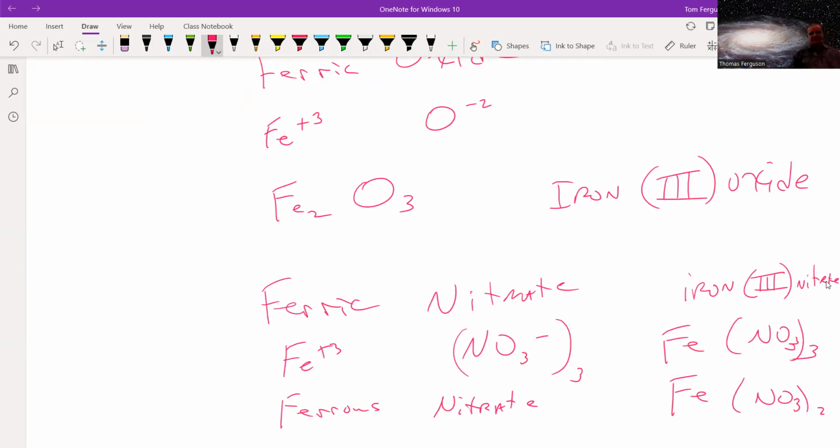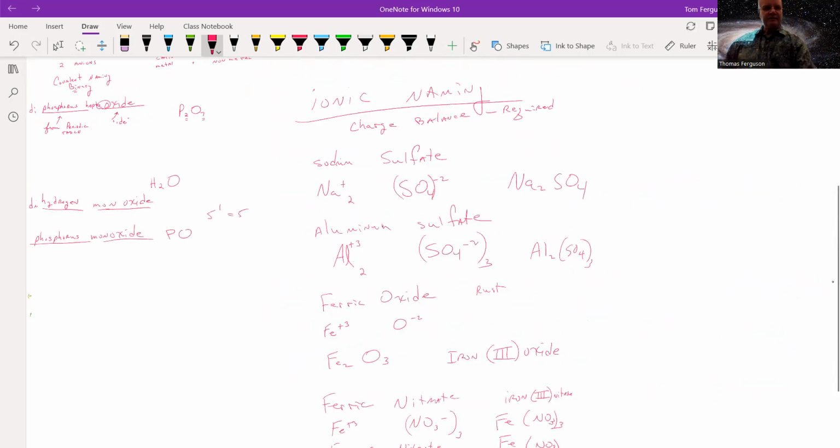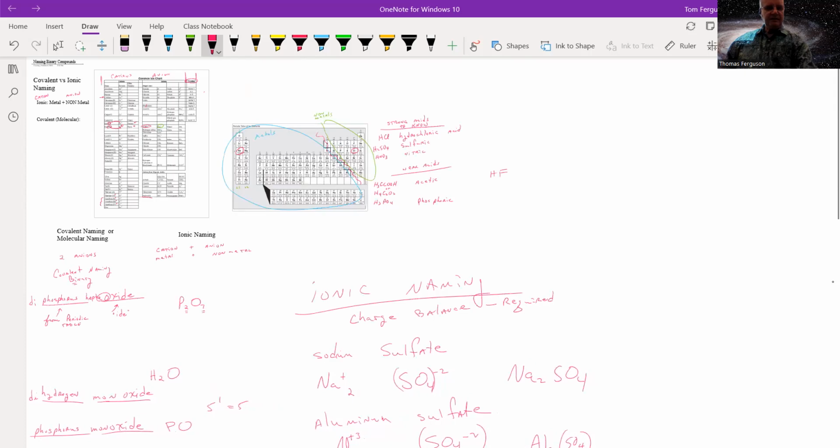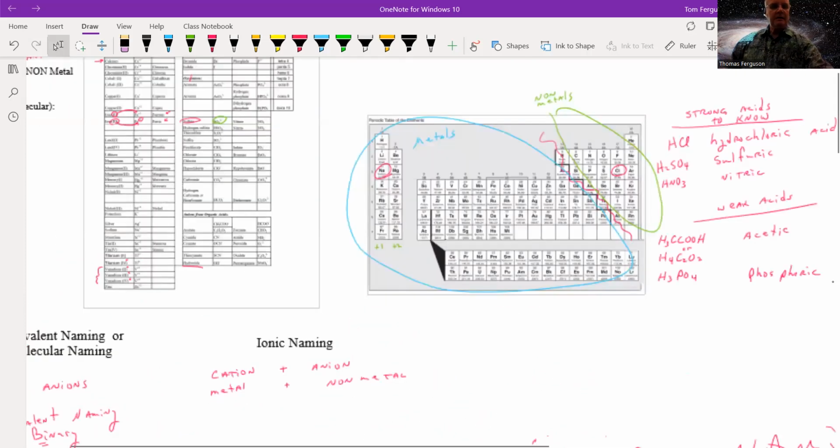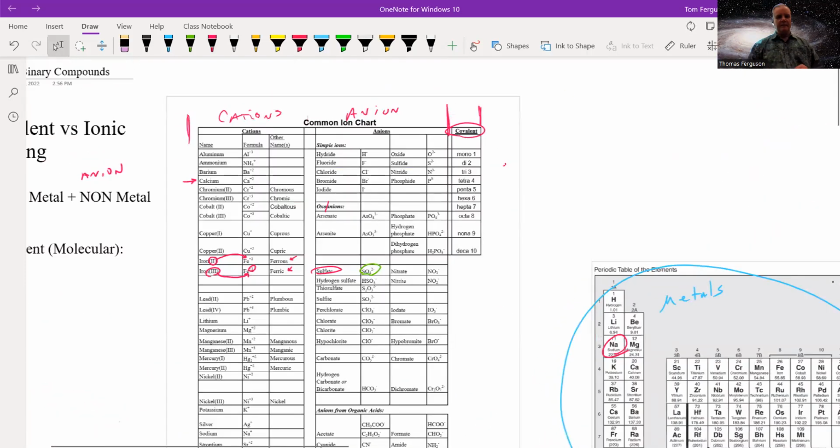So on the left side of your common ion chart, you'll see a fair number of dual names. Now, these are common ions. There are also ions that are not on this chart.